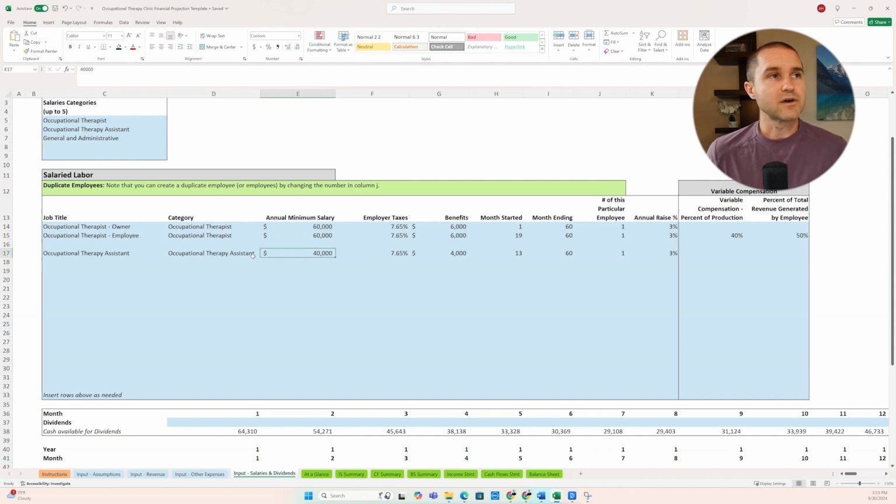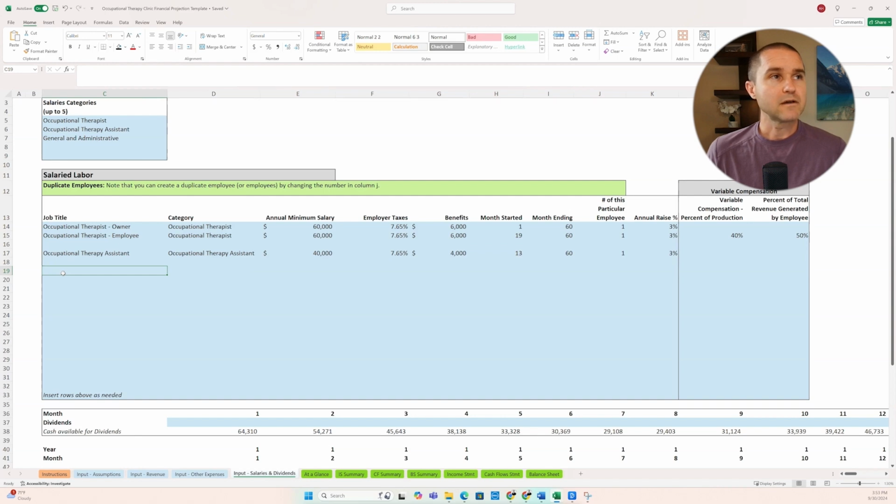And then we can also have an occupational therapy assistant here. Let's say we have an assistant, medical assistant type role here at $40,000. Maybe you're going to hire this person actually before you hire the full-time therapist to help you as you're growing. So maybe in month 13, the beginning of year 2, you bring on this assistant.